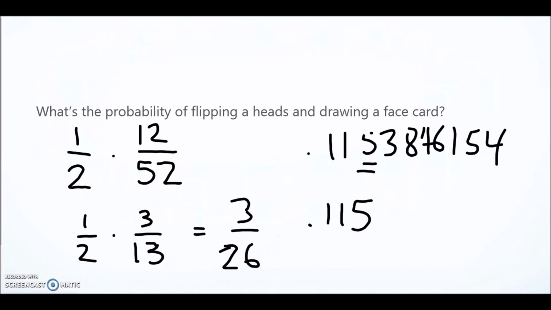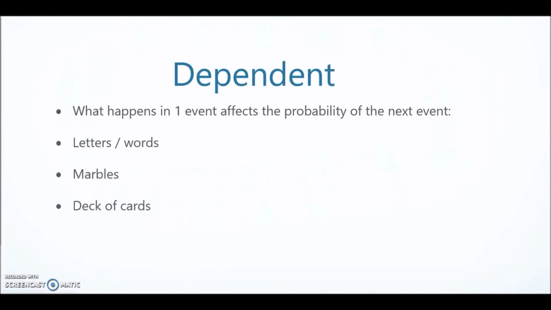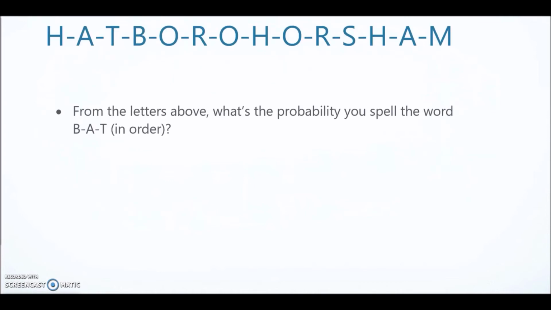These shouldn't be too confusing. In fact, you're probably already bored. So let's go to something else. Dependent variables, where what happens in one event does affect the other event. Let's show some examples. Here we have the letters Hatboro, Horsham.